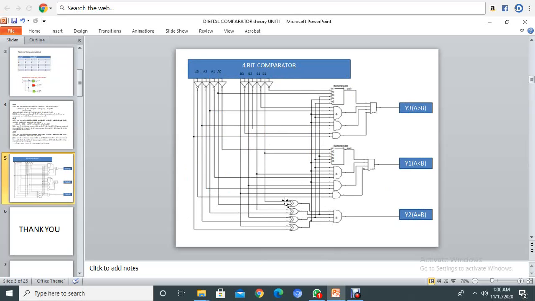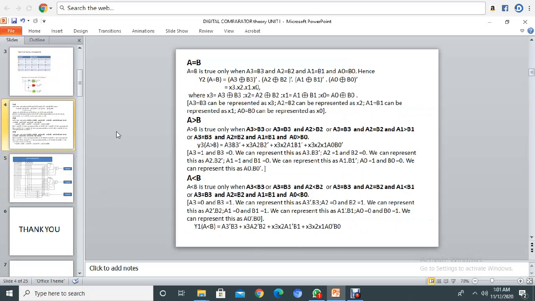X3 is A3 XNOR B3, X2 is A2 XNOR B2, X1 is A1 XNOR B1, X0 is A0 XNOR B0. The product of X3, X2, X1, X0 gives the Y2. Okay, so this is Y2.